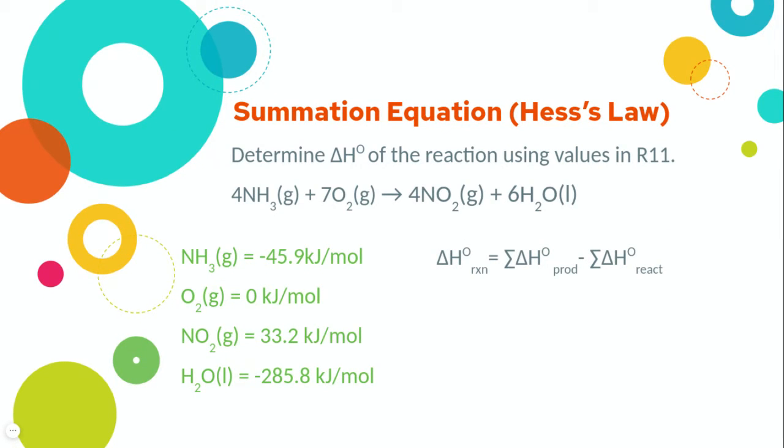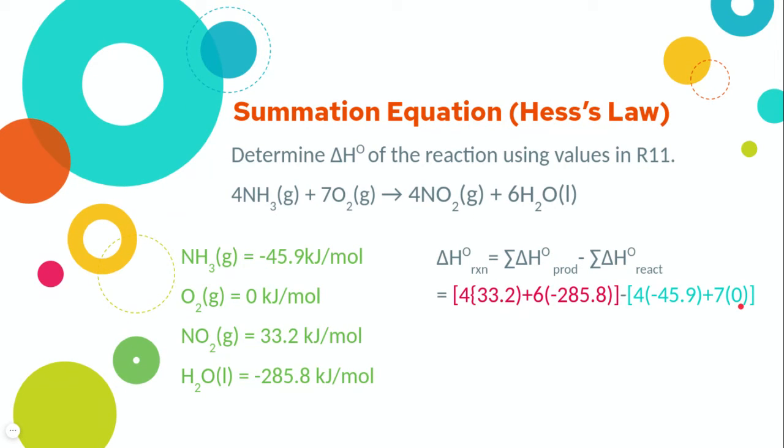So you're going to take your sum of your products and your sum of your reactants. Now, sum means addition. That's what we're going to be doing. So we take 4 times our number for our nitrogen dioxide that we got from our table. We're going to add to that 6 times, because we want these numbers to match, the number for our liquid water. And then we're going to subtract our reactants. We have 4 times our ammonia value plus 7 times 0.